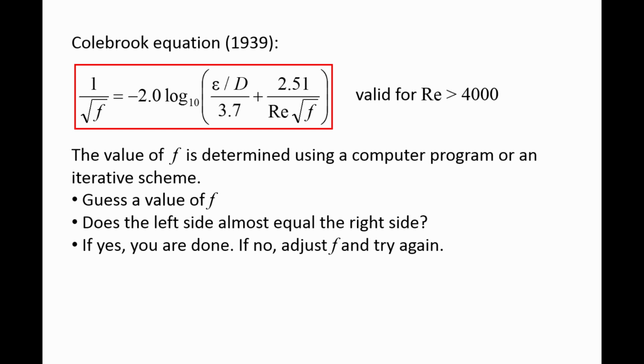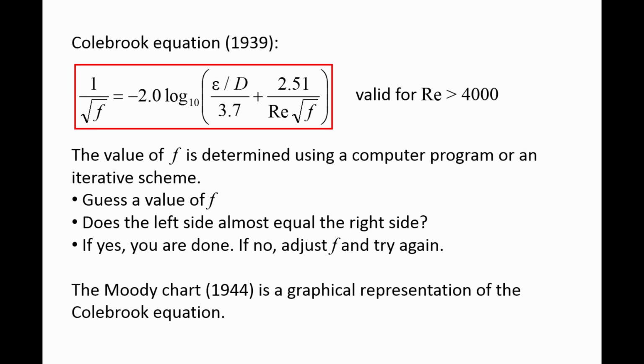Historically, it was very time-consuming for engineers to calculate F using the Colebrook equation, since calculators and computers were not readily available, and it may require many iterations to determine F. So a graphical representation of the Colebrook equation, called the Moody chart, was developed, which allows engineers to estimate the friction factor in seconds. The Moody chart will be discussed in a future video.